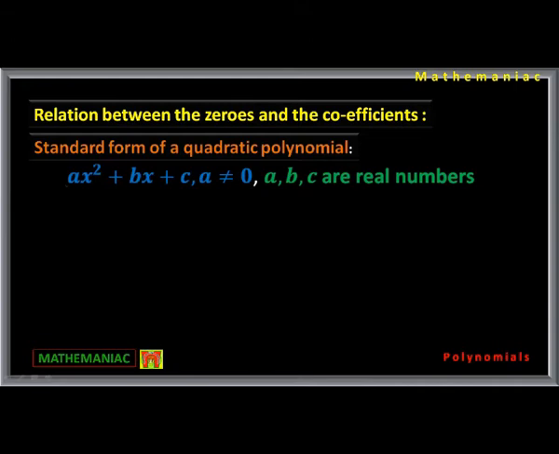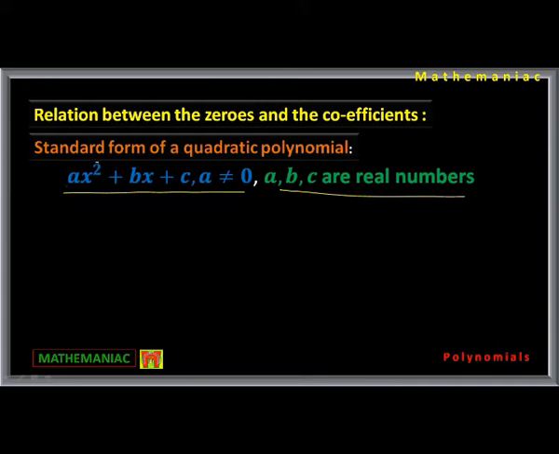First check what is the standard form. So you can see here, this is the standard form: ax square plus bx plus c, where a is not equal to 0 and a, b, c are any real numbers. Here you have to note only one thing, that when we talk about the polynomial in standard form, we always have to write it in the decreasing order of the power.